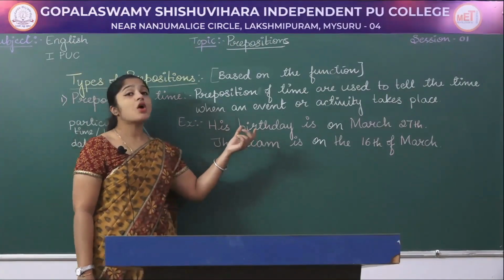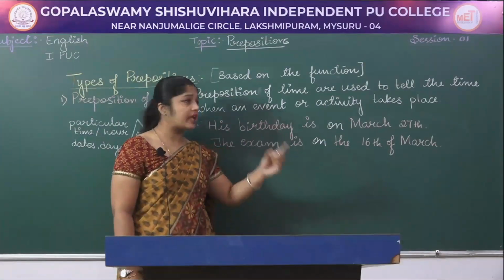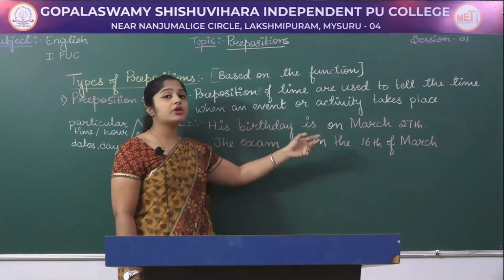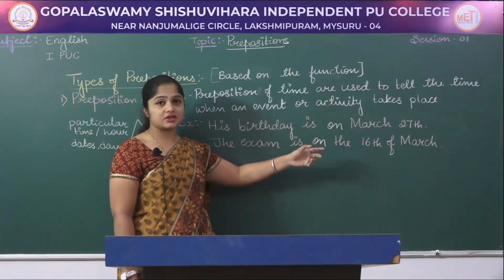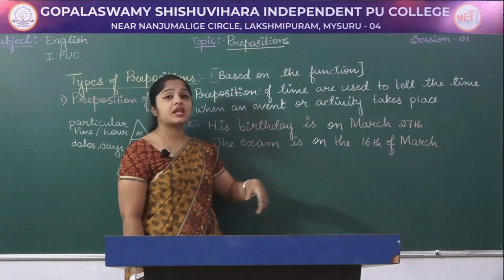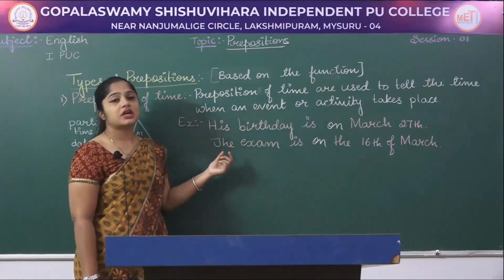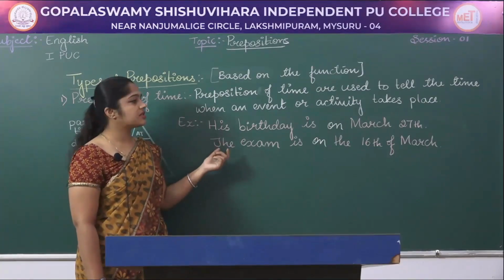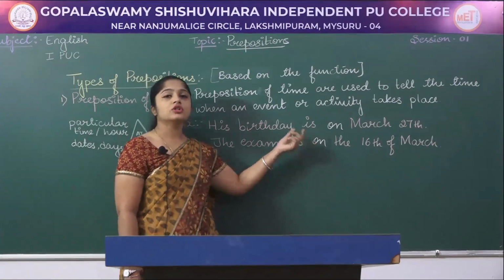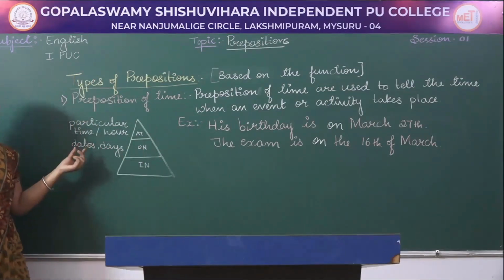His birthday is on March 27th. So we are talking about a particular day, that is March 27th. So we also use on with a particular dates or a specific dates. The exam is on the 16th of March. So 16th of March there is an exam. So there is an exam on the 16th of March. So we have to use on. So we have to use on with a specific days and dates.